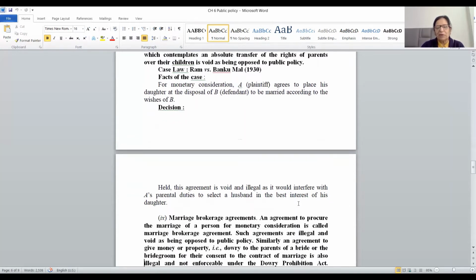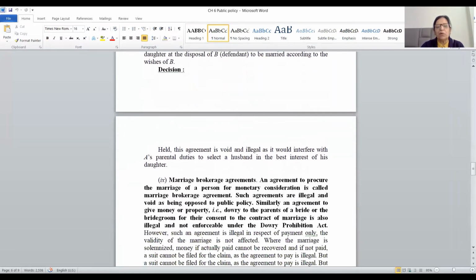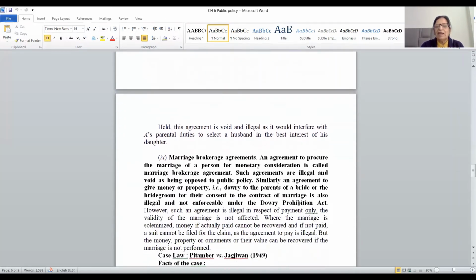And now, friends, coming to the last point, which is marriage brokerage agreements. Any agreement to procure the marriage of a person for monetary consideration is called a marriage brokerage agreement. Such agreements are illegal and void as being opposed to public policy. Similarly, an agreement to give money or property, that is dowry, to the parents of a bride or bridegroom for their consent to the contract of marriage is also illegal and not enforceable under the Dowry Prohibition Act.